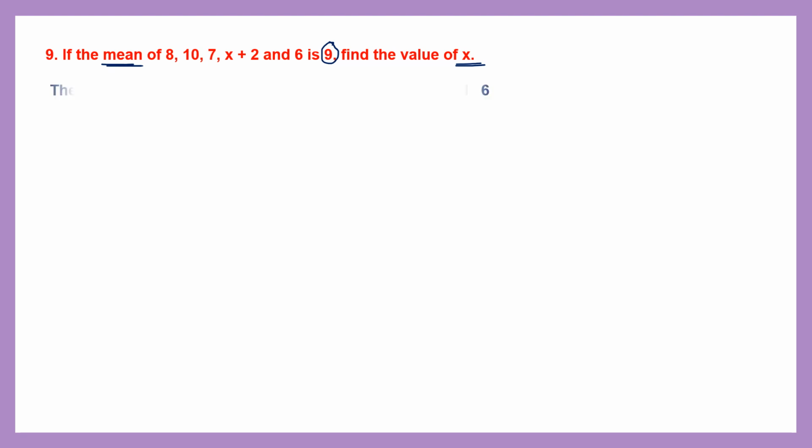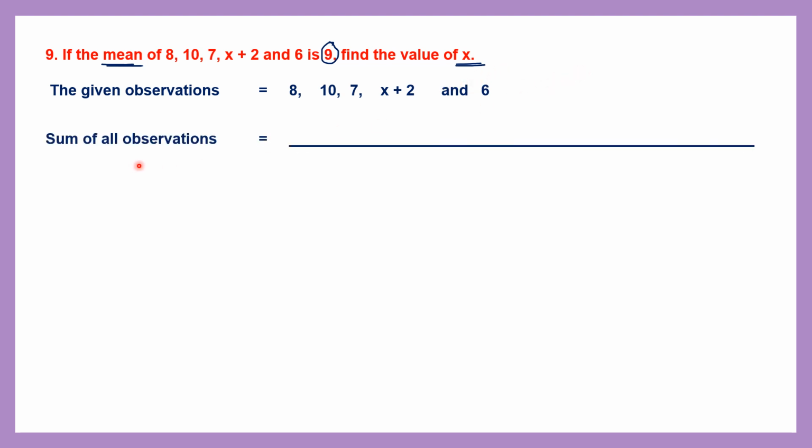So let's begin by first writing the given observations. What are all the given observations? We have 8, 10, 7, x plus 2 and 6. So we are going to use the formula to find mean like we did for the other questions, and with the help of that we are going to find the value of x. So we follow the same steps. Sum of all observations, let's add up all this again. So 8 plus 10 plus 7 plus x plus 2 plus 6.